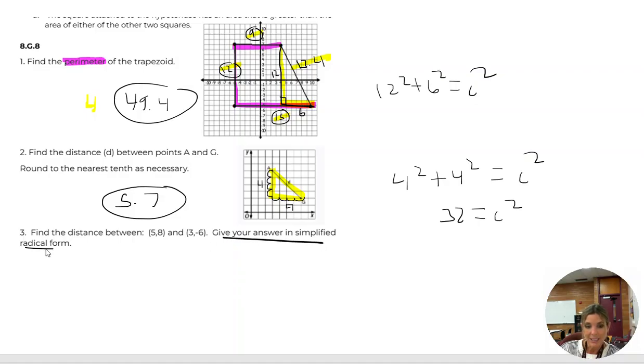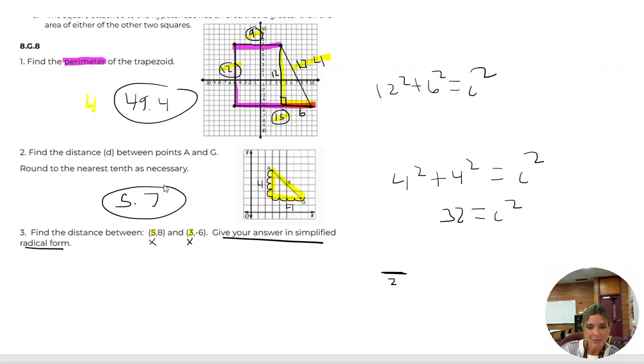Okay, and then the last one, find the distance between (5, 8) and (3, -6). Give your answer in simplified radical form this time. Okay, so remember we talked about these two. These are our x values. So if we want to know the distance between these two, that's going to give us this leg right here. Okay, so in between 3 and 5, that's going to be 2 spaces.